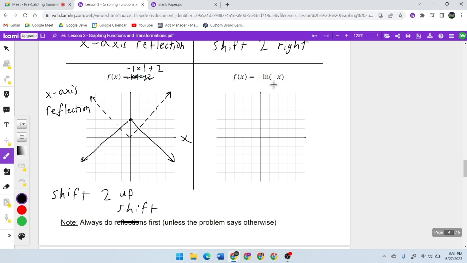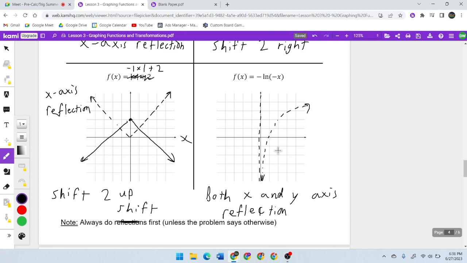And then the last one here, this one's cool. It's got a negative sign there and a negative sign there. In other words, this is both an x and y axis reflection. So how do we do that? Here's what I would recommend. First, again, we're going to graph the original function. This is what the natural log looks like, or any logarithm for that matter. It's got a vertical asymptote right there.